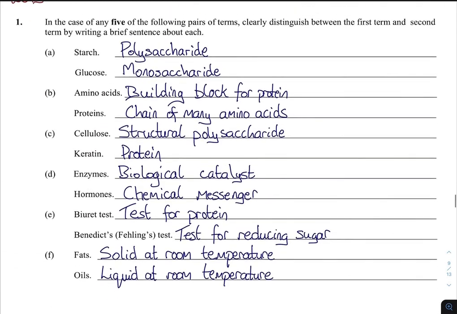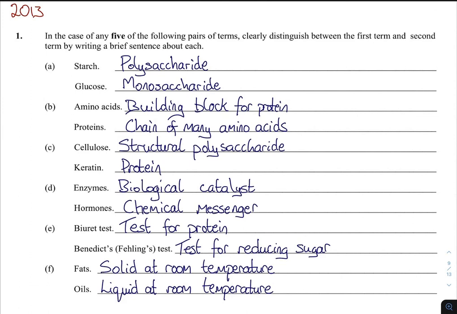2013. I really like this question because you had to really think about it for all of these, and it brings in multiple chapters too. So starch and glucose: starch is a polysaccharide, glucose is a monosaccharide. Amino acids and proteins: proteins are made out of amino acids linked together, and therefore amino acids must be the building blocks for a protein. Cellulose and keratin: cellulose is a carbohydrate and keratin is a protein. I specified that it was a structural polysaccharide, but you could have said a carbohydrate.